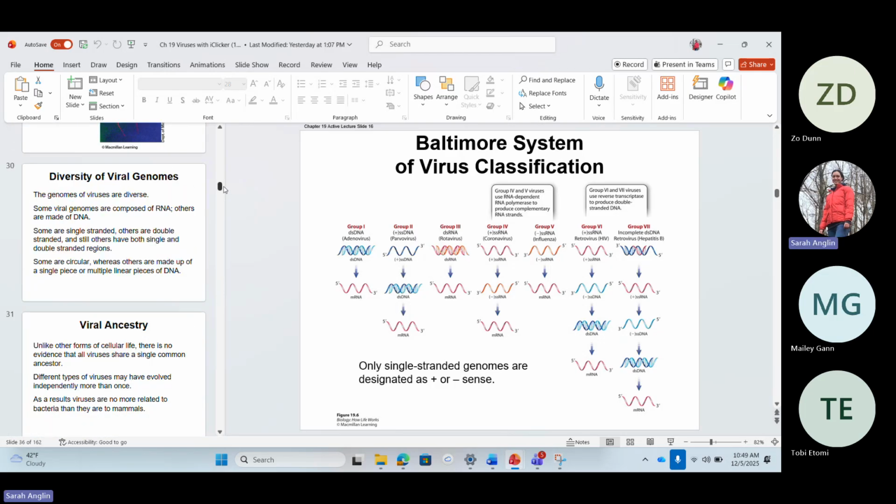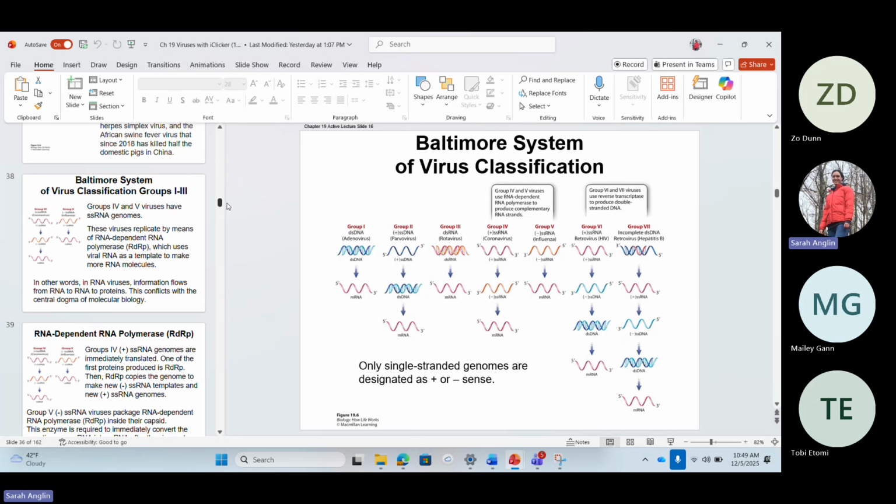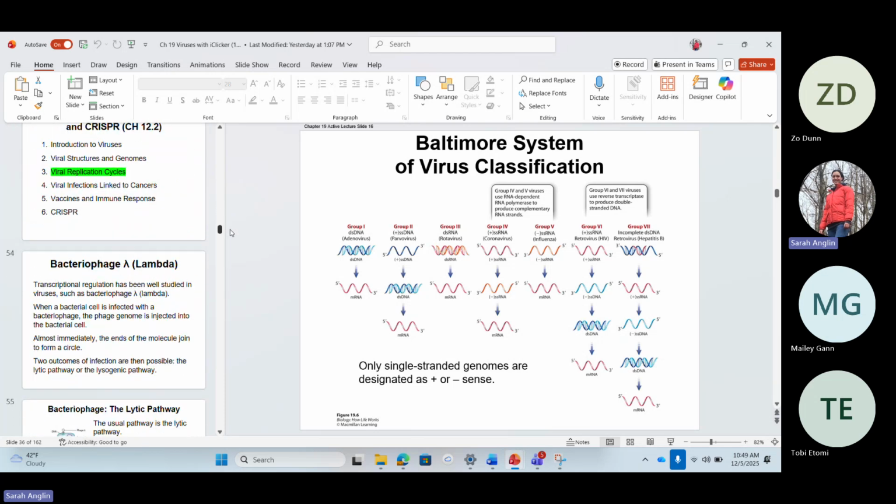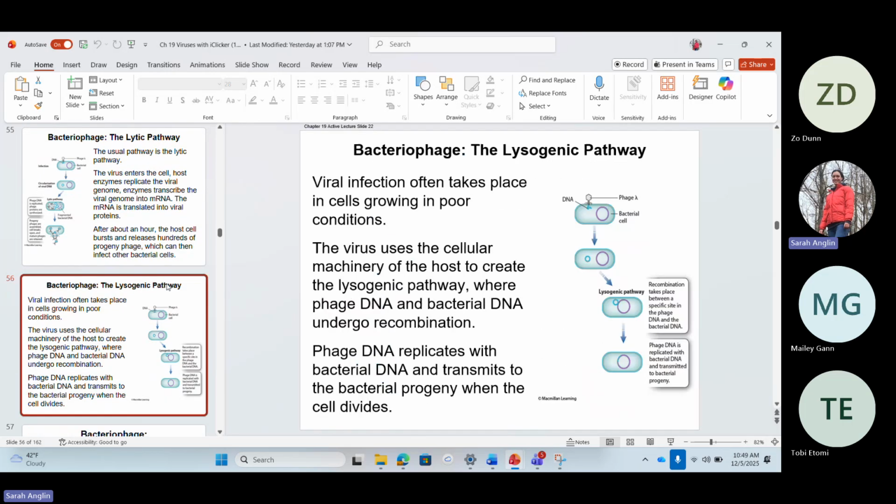I passed it, didn't I? Diversity, classification, and then we do replication right here somewhere. Let's go to this page.